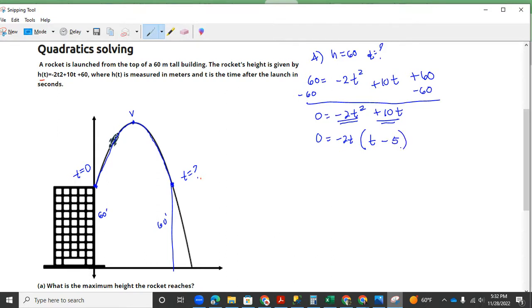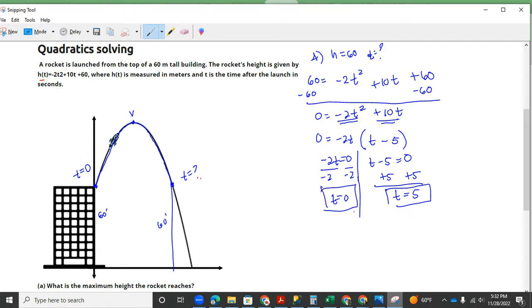Now that it's fully factored, you can set each factor that has a t equal to 0. So negative 2t equals 0, and t minus 5 equals 0. Solve for t on each side: add 5 to both sides, so t equals 5. That's one answer. And in the other, divided by negative 2, t is equal to 0. These are the times when your height is 60.